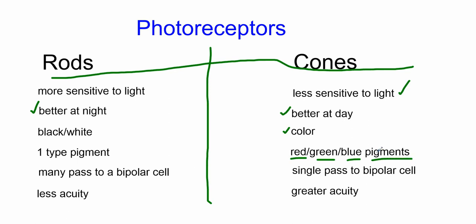Okay, so don't say that they're red, green, and blue cones. They're not different colors. They have different pigments that absorb the wavelengths of red, green, and blue light. Now here's another thing. We said that the photoreceptors pass the signal to the bipolar neurons. The rods pass it from many rods to a single bipolar, whereas the cones go from one cone to a single bipolar.